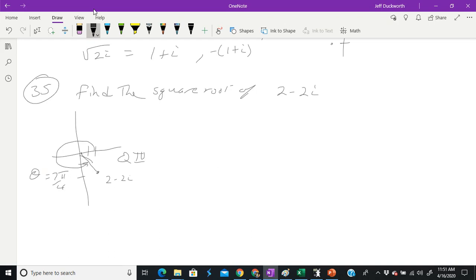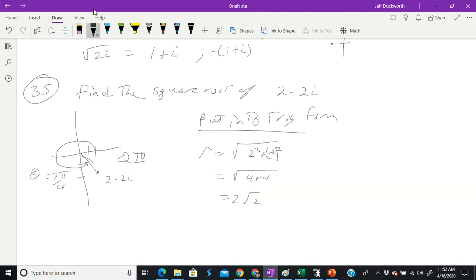So R, we need to put it in trig form. We're going to use de Moivre's theorem. And in doing so, we get R equals the square root of 2 squared plus 2 squared. I think we've done something similar to this, right? Excuse me, this is a negative 2. Still add, but it's negative 2 squared. Again, it doesn't change the answer here. We're going to have 4 plus 4, which is 8, which is 2 root 2. That's what R is.